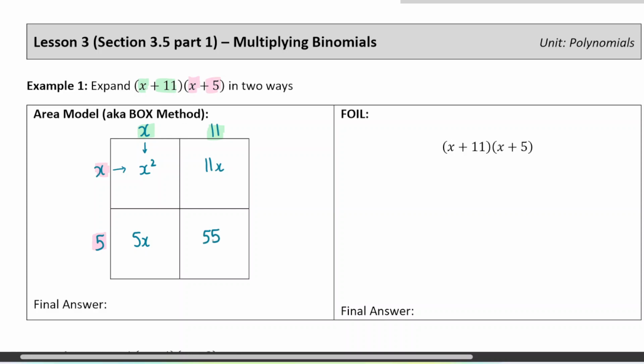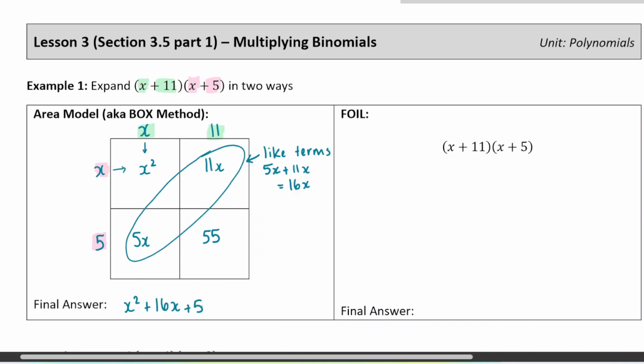Now the final answer is going to be all of these terms added together, except that these two terms here, we can see these are like terms. And so when we add those together, we can actually combine them. So 5x plus 11x is actually equal to 16x. So in our final answer, we're going to have x squared plus 16x from the combined terms plus 55. So this is called the expanded form.